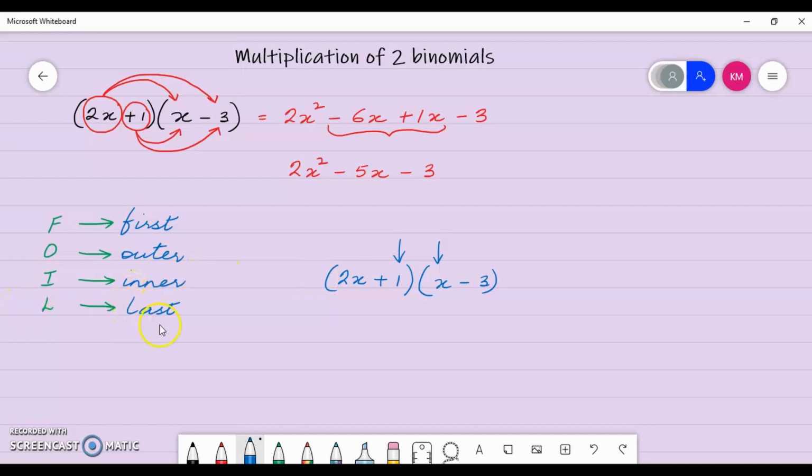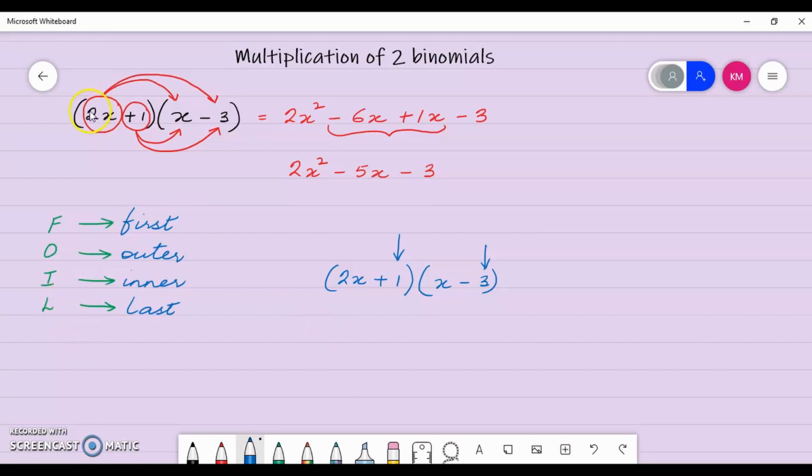And finally, last, this term here is last in this binomial, and this term is last in this binomial. So that's it there. First, outer, inner, last. That is the order in which you multiply your terms. I hope this may be more helpful in deciding which terms need to be multiplied and in what order.